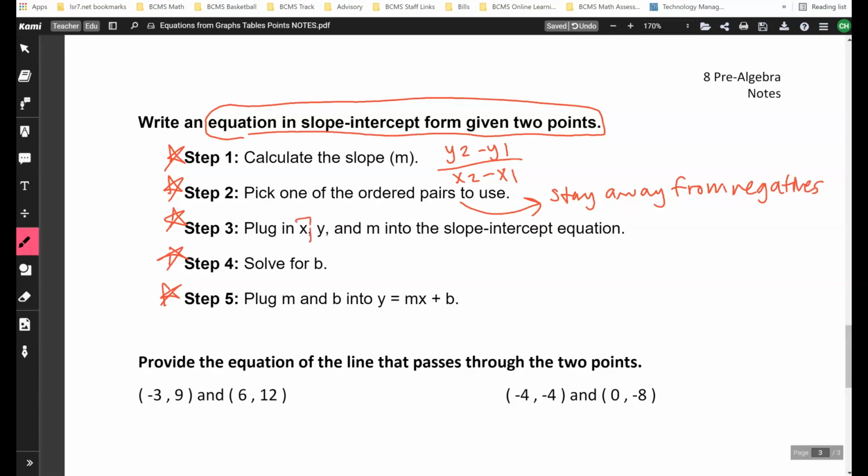And then this is the big step, right? You plug in an x, you plug in a y that you chose from your ordered pair, get the slope from the first step, and then you do that in your slope-intercept equation. So then you solve for b, right? That's where you're finding your y-intercept. And at the very end, you plug in your m, you plug in b, and you rewrite the equation. So any y that you're looking for is equal to mx plus b.